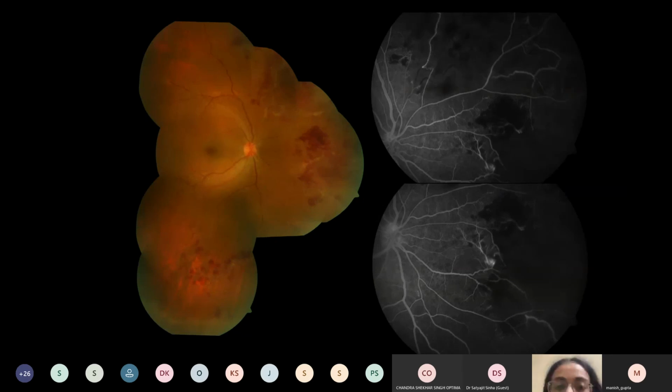So we have a lot of capillary non-perfusion areas, right? So this tells us that this is an ischemic type of vasculitis, and the information of this can only be obtained from fluorescein unless you have a vitreal bleed or a subhyaloid bleed. So it's very important to do a fluorescein angiography in every case of vasculitis.